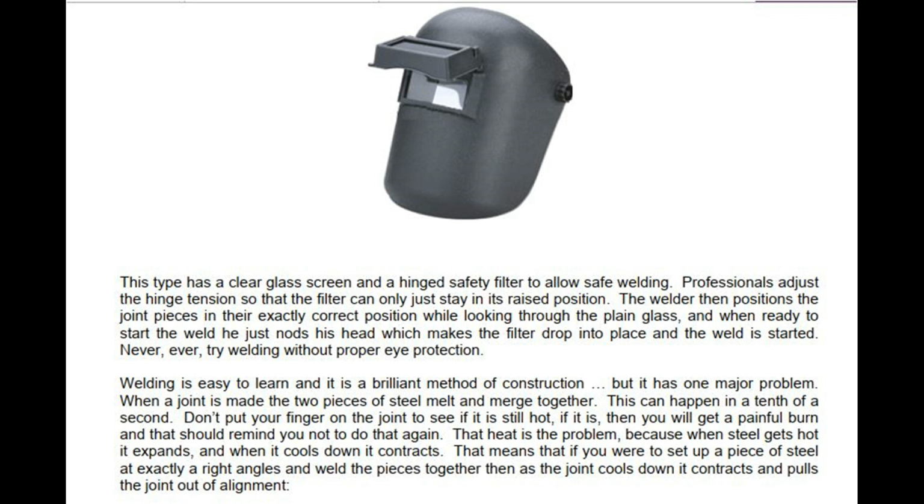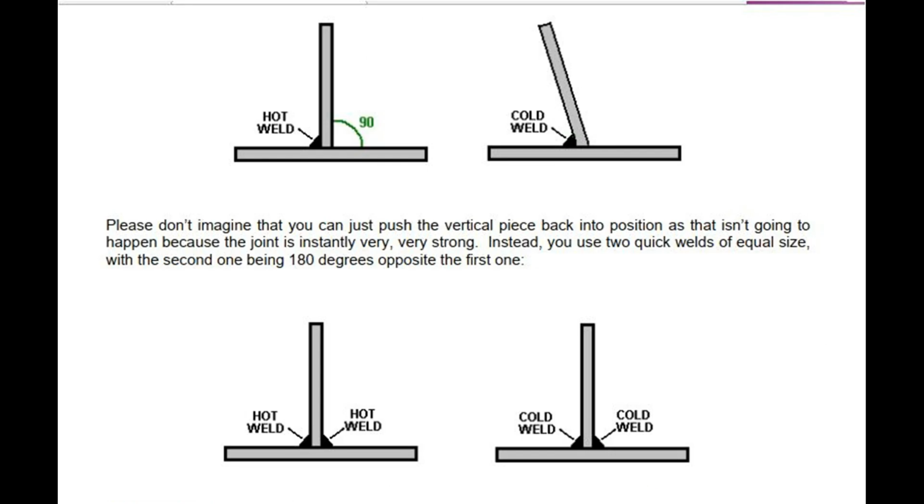That heat is the problem, because when steel gets hot it expands, and when it cools down it contracts. That means that if you were to set up a piece of steel at exactly right angles and weld the pieces together, then as the joint cools down it contracts and pulls the joint out of alignment. Please don't imagine that you can just push the vertical piece back into position, as that isn't going to happen because the joint is instantly very strong.